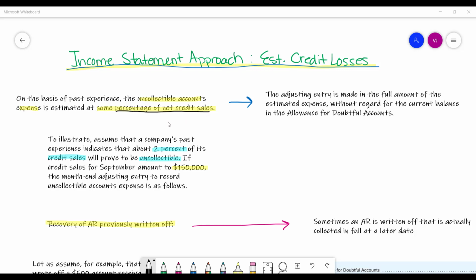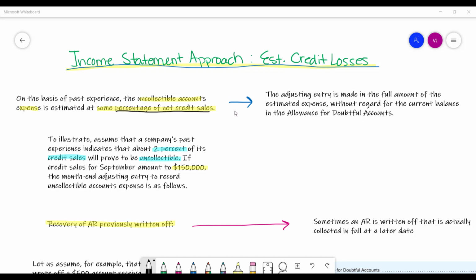So management will say, okay, what percent of net credit sales usually, on average, is proven to be uncollectible each period? And they will use that then to determine the amount of the adjusting entry needed when they record uncollectible accounts expense for the period and adjust the allowance for doubtful accounts account. That's one major difference on how they find the amount.